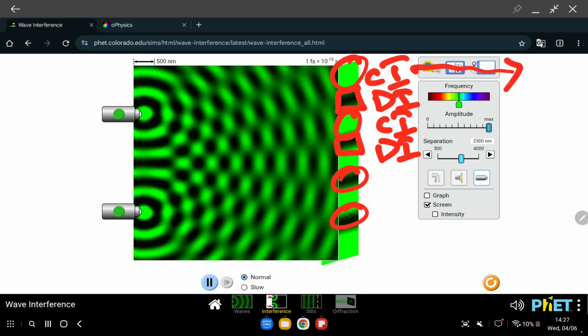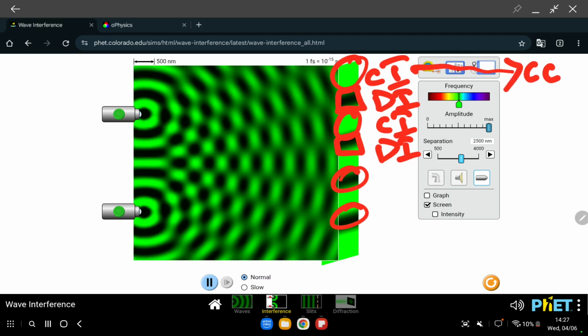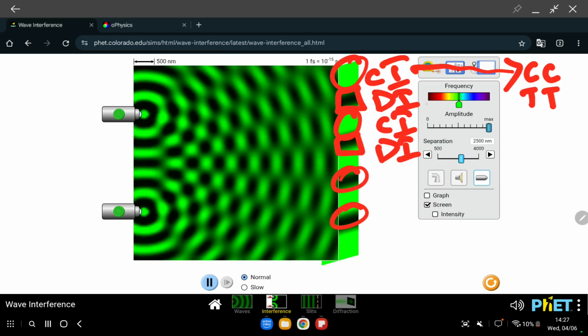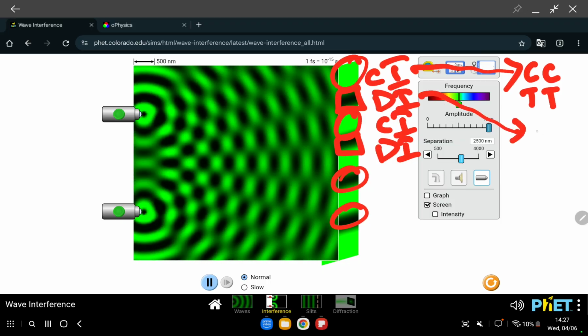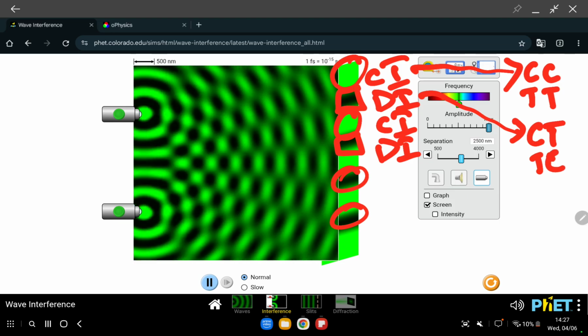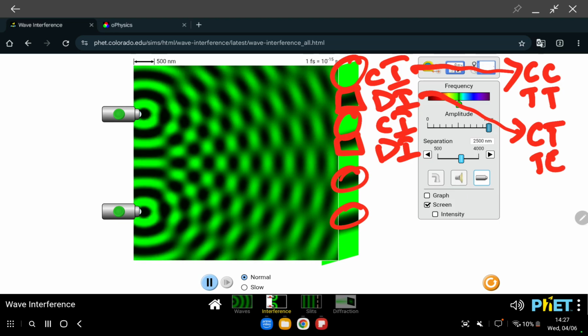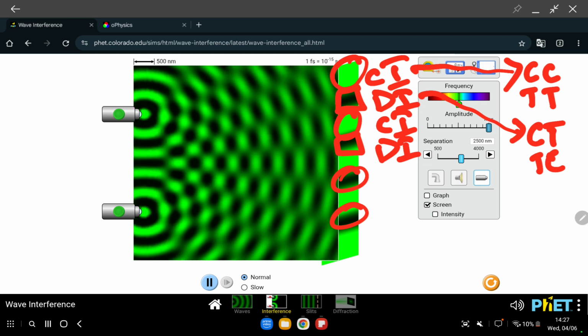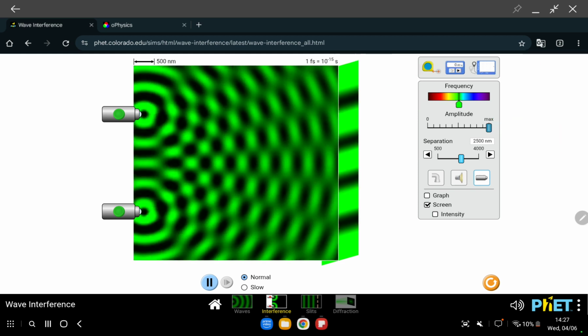So what are the conditions for constructive interference? Crest on crest or trough on trough can align. What is the condition for destructive interference? Crest on trough or trough on crest can align. Okay, so we should know the conditions. I have told you about the conditions over here. Okay, so that's about it.